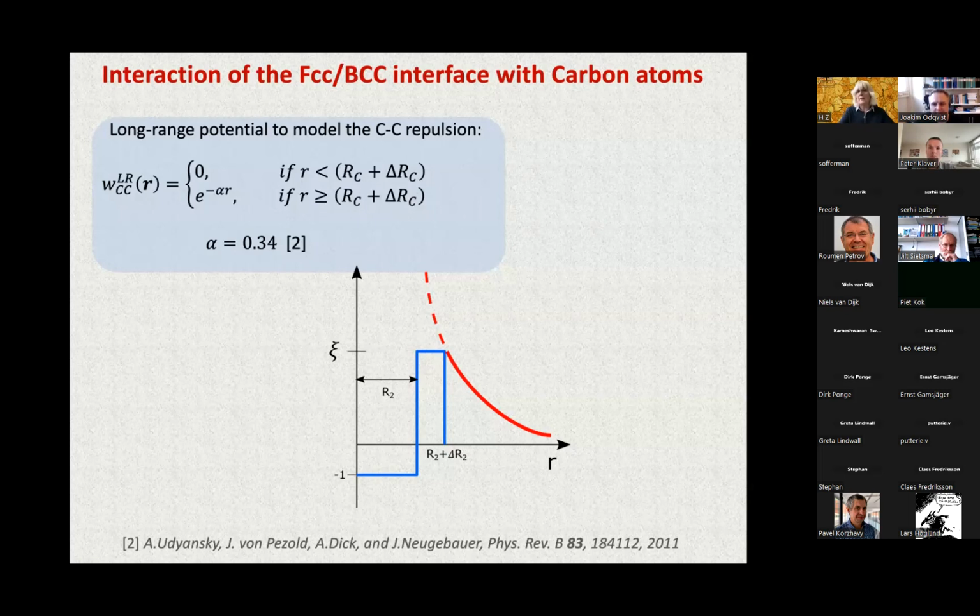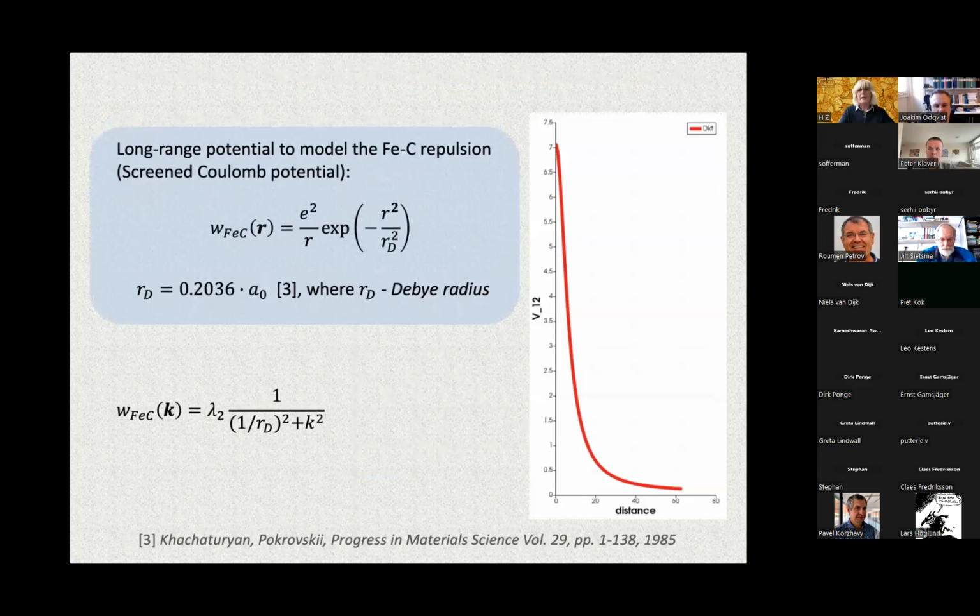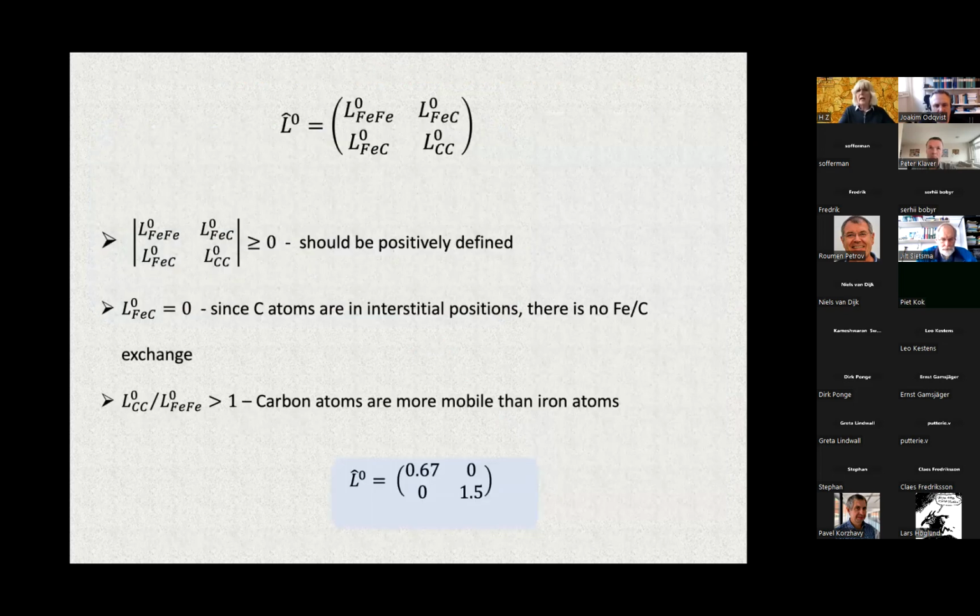In this case, we started to calculate the iron-carbon system. We introduced the carbon-carbon repulsion, and the iron-carbon interaction was fitted with respect to the ab initio calculation. We took the first neighbor, second neighbor, etc. calculation, and we tried to adjust our potential to this. This is the iron-carbon repulsion. We also introduced a different diffusion coefficient. For example, the carbon diffuses in this case approximately 3 times faster than the iron.